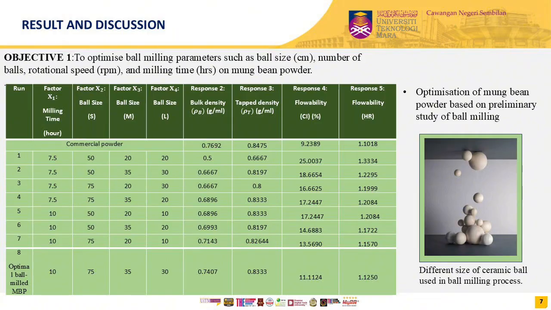From the table, we can see that both ball mill and commercial mung bean powder have higher values in bulk and tap density. A smaller difference between the tap and bulk densities shows that the powder is stable and less likely to clump or compress under slight pressure. For flowability, for Carr's index, lower CI indicates better flow of powder, while higher CI indicates poorer flow. For Hausner ratio, lower HR closer to 1.0 indicates better flow, while a higher value of HR indicates poorer flow.